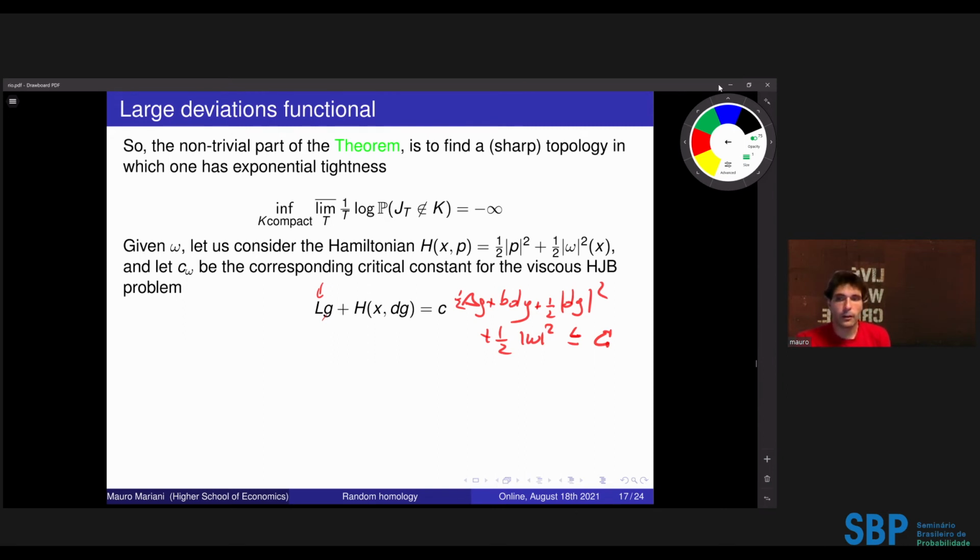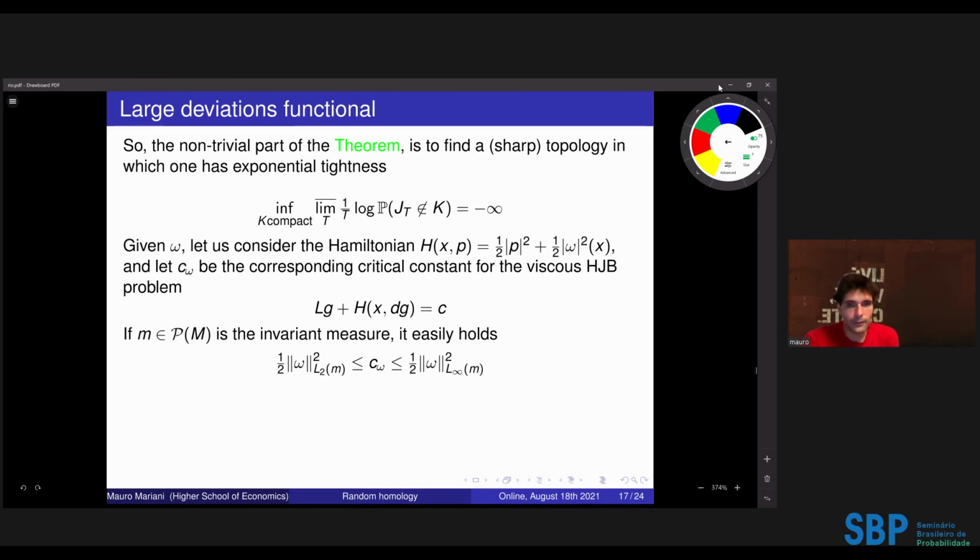I think it's clear. For instance, suppose that there is no LG. I cannot solve this equation for any value of C. For instance, the C cannot be negative, because how can I make it? So there are obvious bounds on this C omega. First, I can integrate this equation with respect to the invariant measure. So you see that the integral of LG with respect to the invariant measure is 0, and the integral of H is bigger than the L2 norm of omega squared, times 1/2. So certainly C omega, whatever constant is here, I cannot do better than 1/2 the L2 norm of omega squared.